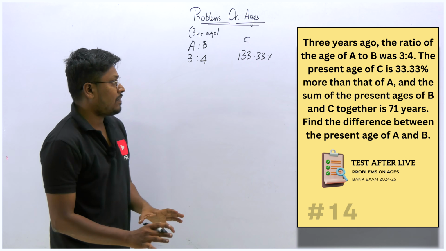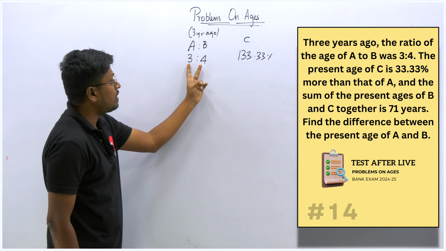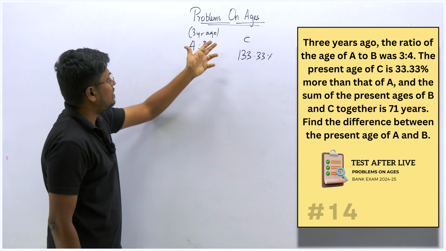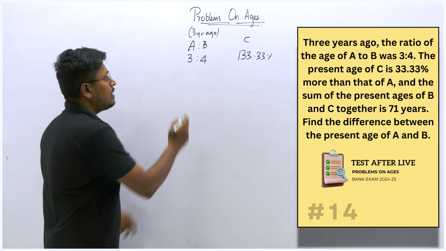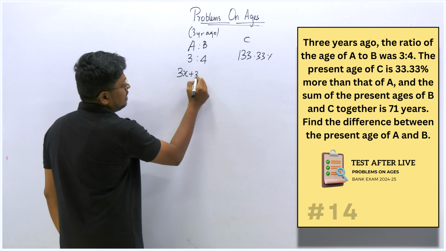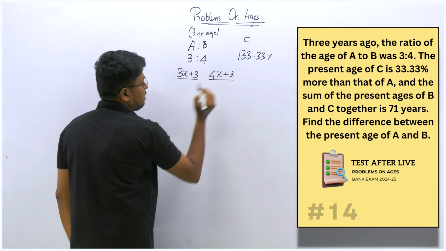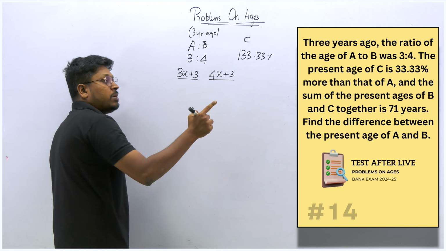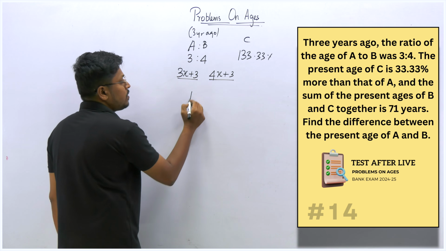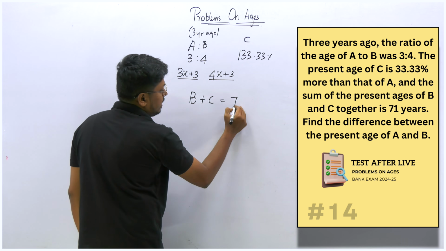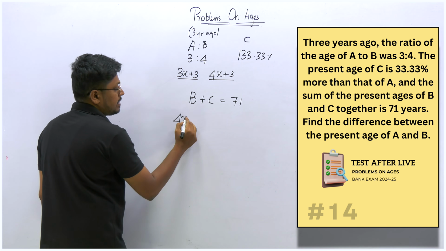So our target is to find the present age of A and B. And here for A and B, they have given the age 3 years ago. So we can bring both the persons' ages to the present. So add 3: 3x plus 3, 4x plus 3. So this will be the present age of person A and the present age of person B. So according to the question, the sum of the ages of B and C together is how much? 71. So we know B's present age, which is 4x plus 3.